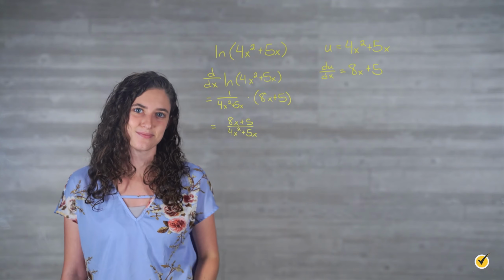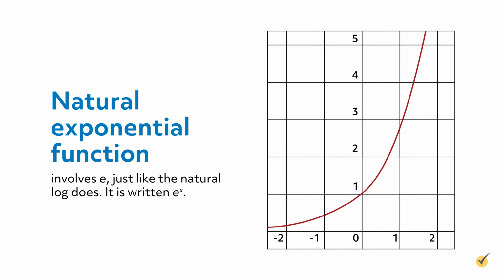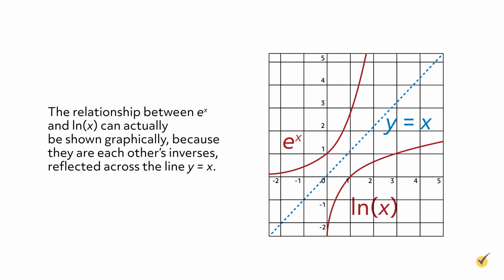Let's now talk about the natural exponential function. As you may have guessed from its name, the natural exponential function involves e, just like the natural log does. It is written e to the x, and its graph looks like this. The relationship between e to the x and the natural log of x can actually be shown graphically because they are each other's inverses, reflected across the line y equals x.